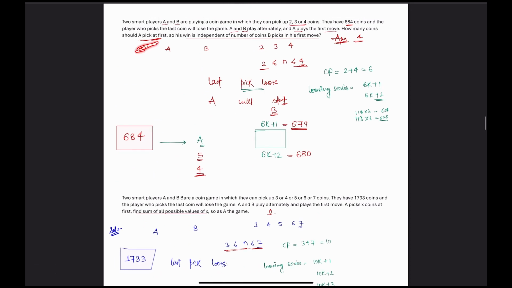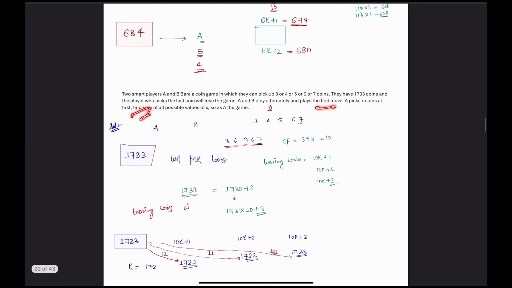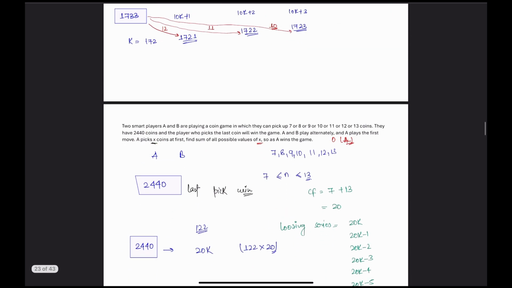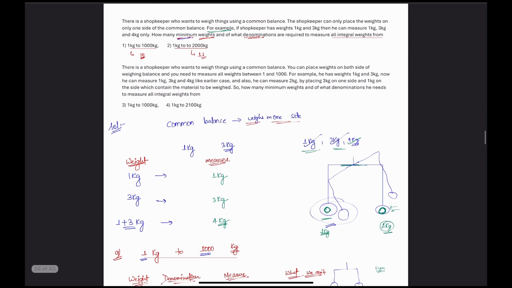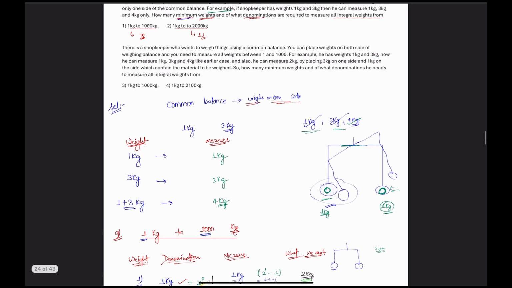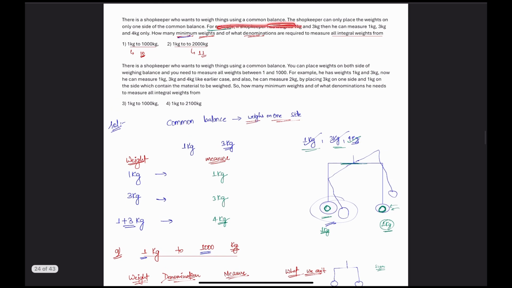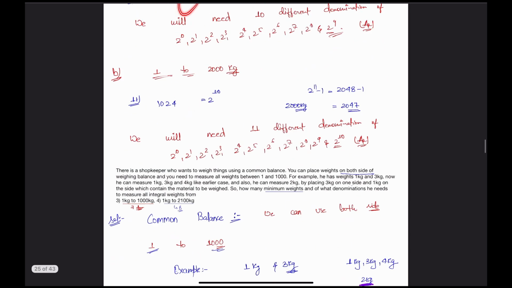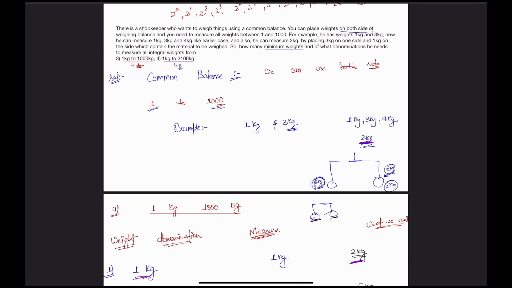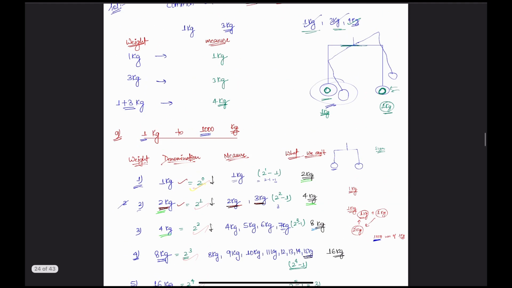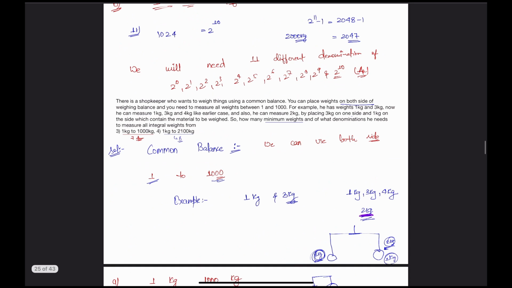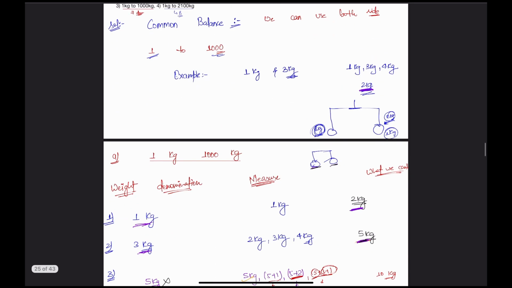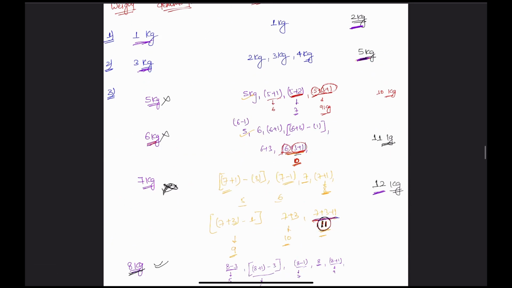Then 2 questions like these we have solved, possibility type, this also we have solved. And then this good question of measure, like the common balance type of question, came, and we understood the pattern, we followed the pattern and then we solved the question, correct. In the first one, we could only put weights on one side, but in the second one we got a chance to put on both sides, and then we solved.